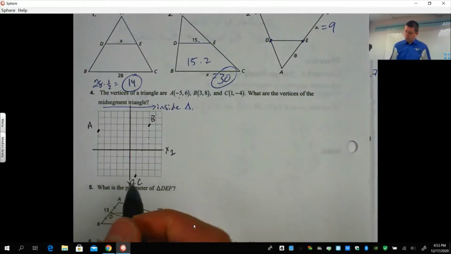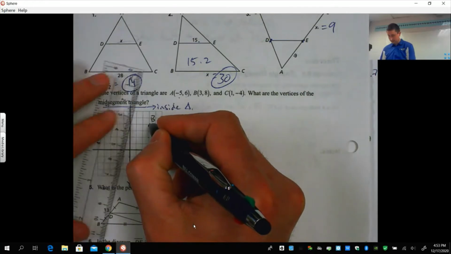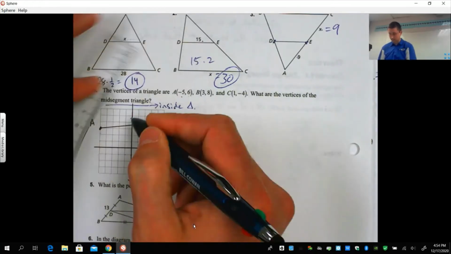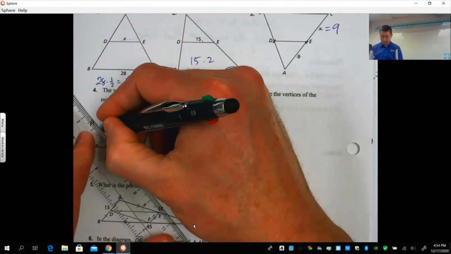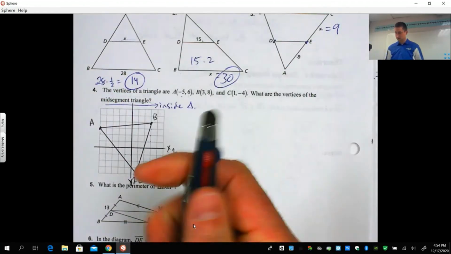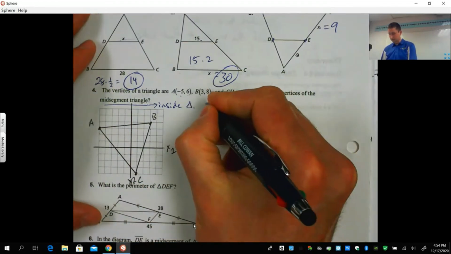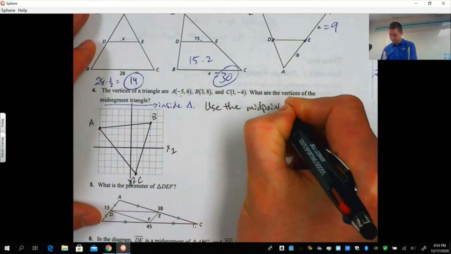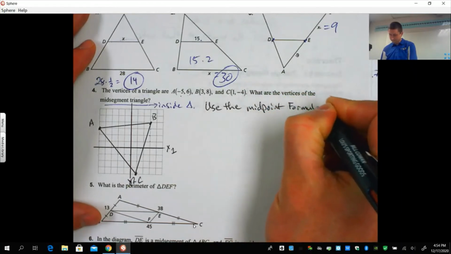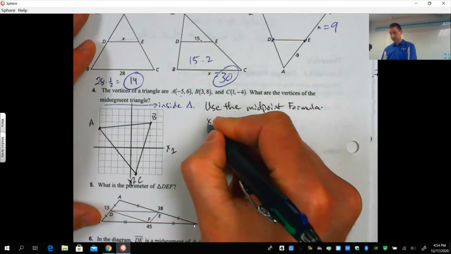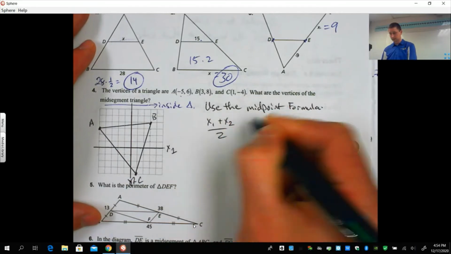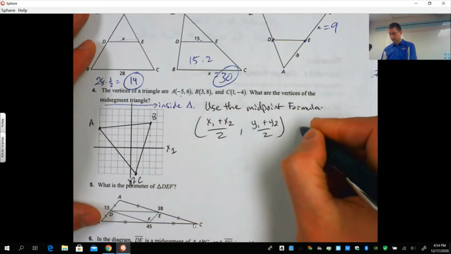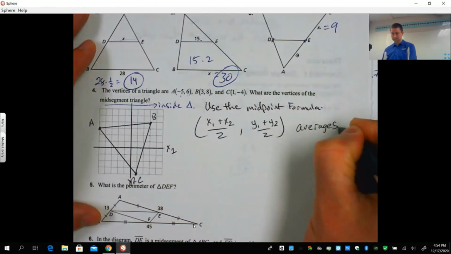So, you can definitely draw this out. If you don't want to draw this out, what you need to find is the midpoints of each of the segments. So another way to do this is you can use the midpoint formula. Remember, the midpoint formula is you take x1 plus x2 divided by 2, y1 plus y2 divided by 2. What you're doing there is you're finding the averages.